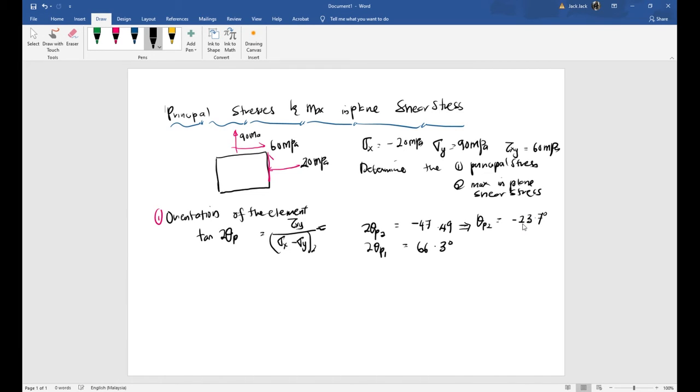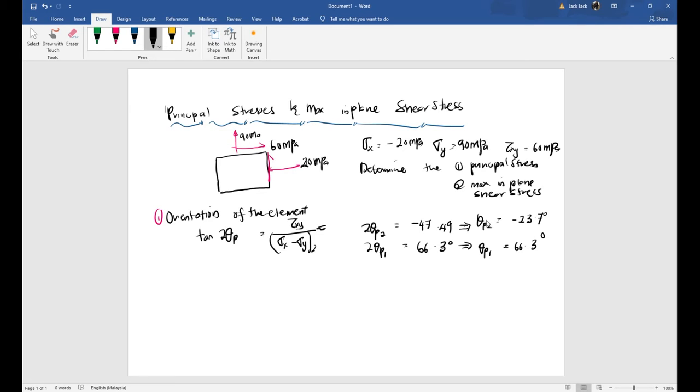That means the rotation is in the counterclockwise direction. And then the second, theta p1, is equal to 66.3 degrees. So we have two different values. That is our first step, so we have the angle.